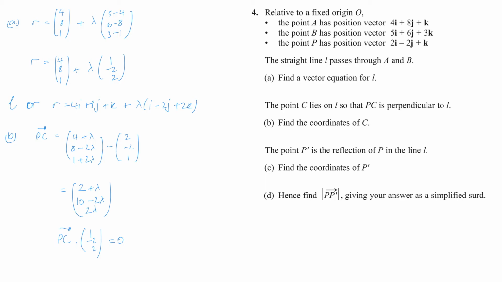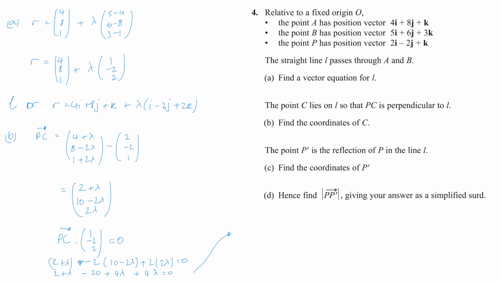So that means, where are we? 2 plus lambda plus, minus 2 times 10 minus 2 lambda plus 2 times 2 lambda equals 0. So 2 plus lambda minus 20 plus 4 lambda plus 4 lambda. Okay then, 4 lambda equals 0. We'll just carry on up here.